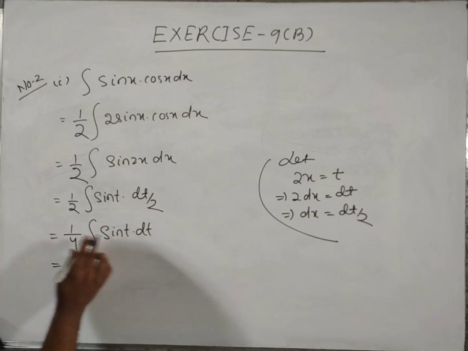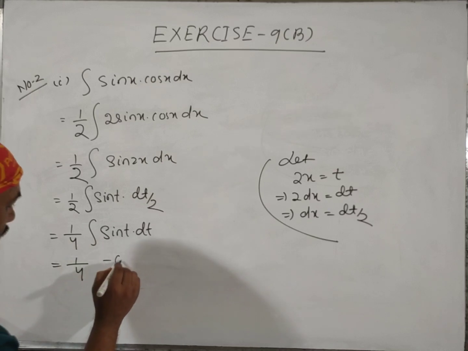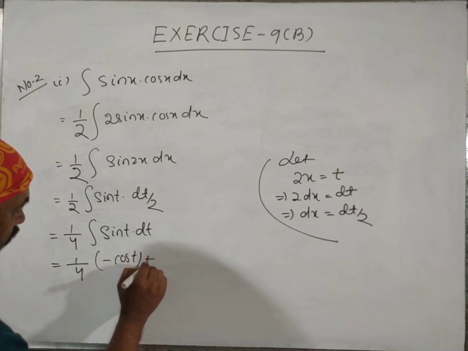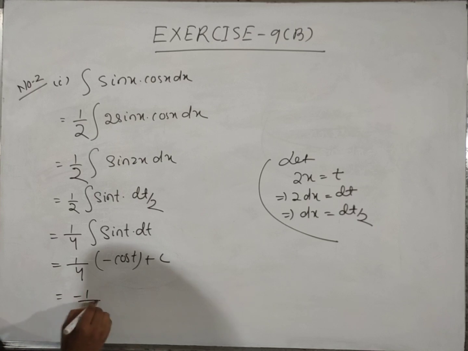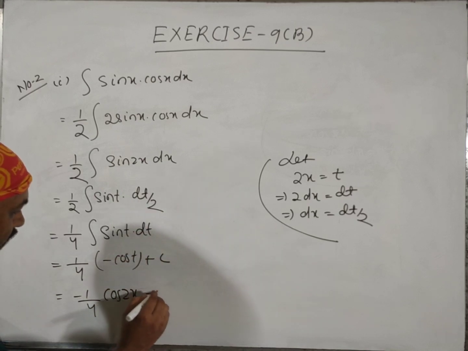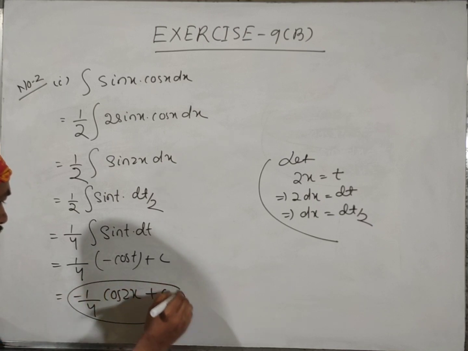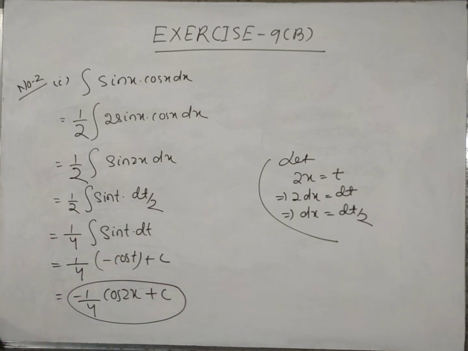1 by 4 integral of sin t dt, it is minus cos t plus c. So it will be minus 1 by 4 cos, in place of t we can put 2x, plus c. So it is minus 1 by 4 cos 2x plus c. Then let us go through the second bit of number 2.